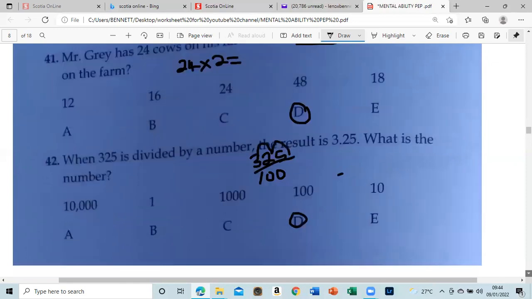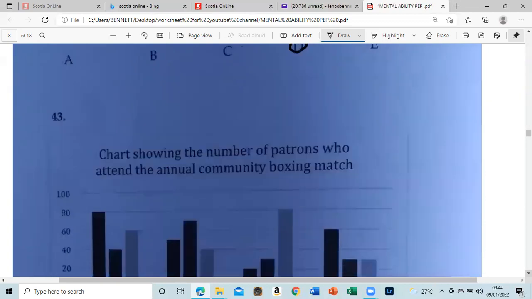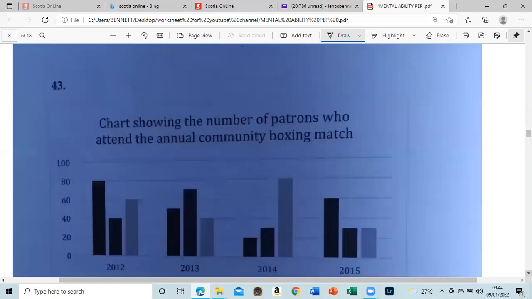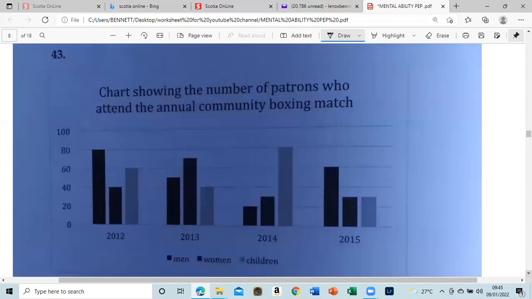All right, so let's move on to 43. A chart showing the number of patrons who attend the annual community boxing match. So it's 2012, 2013, 2014, and 2015. And we have our key. Our key tells us who the persons are. So this is for the men, this is for the women, and this is for the children. So let us see the question.